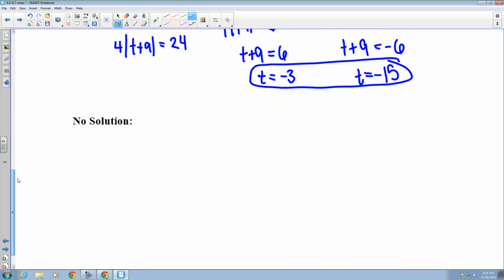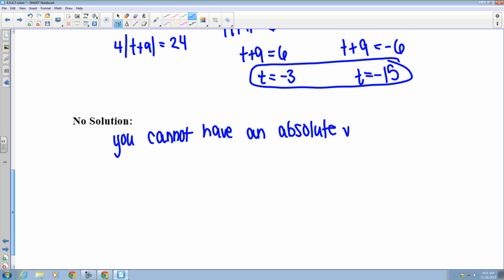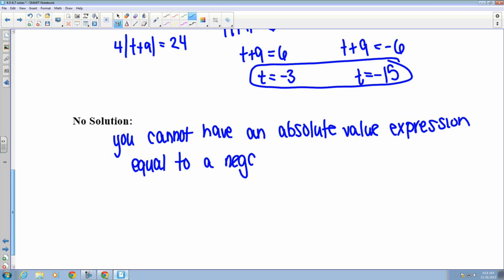Okay, so there's also times where you're going to have no solution for your answer. And that happens because you cannot have an absolute value expression equal to a negative number. Can't have it happen. Absolute value is always positive. So if you have it equal to a negative number, you're done, no solution.